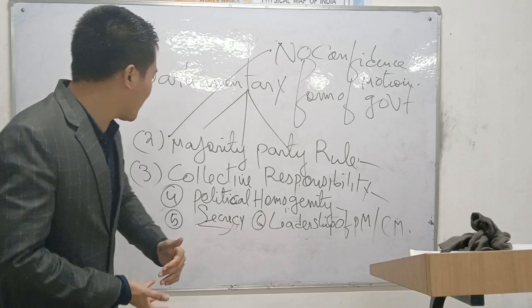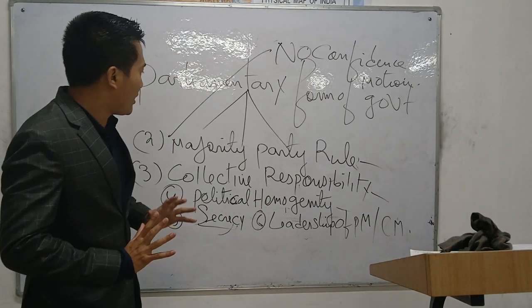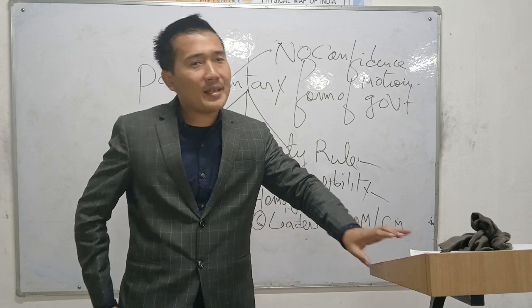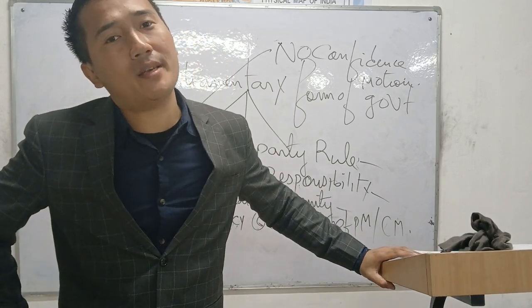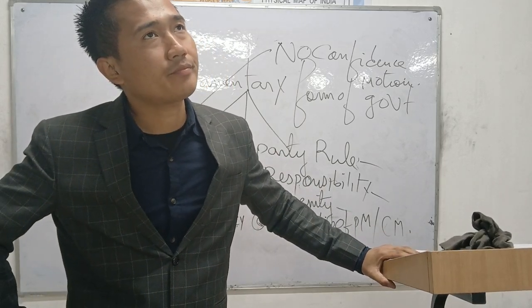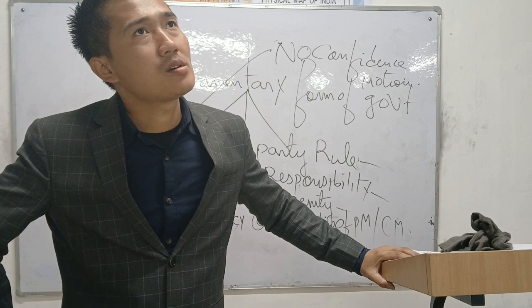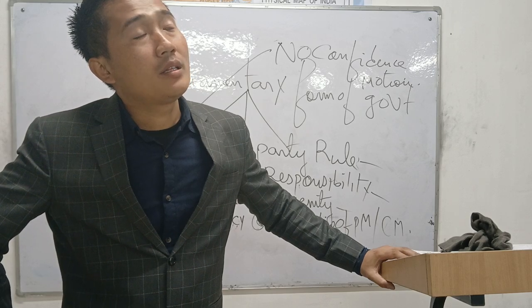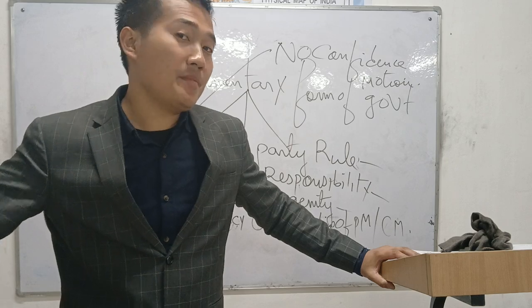Too important. Next is leadership of prime minister and chief minister. Leadership quality. Next important feature of a parliamentary form of government is leadership of prime minister and chief minister.